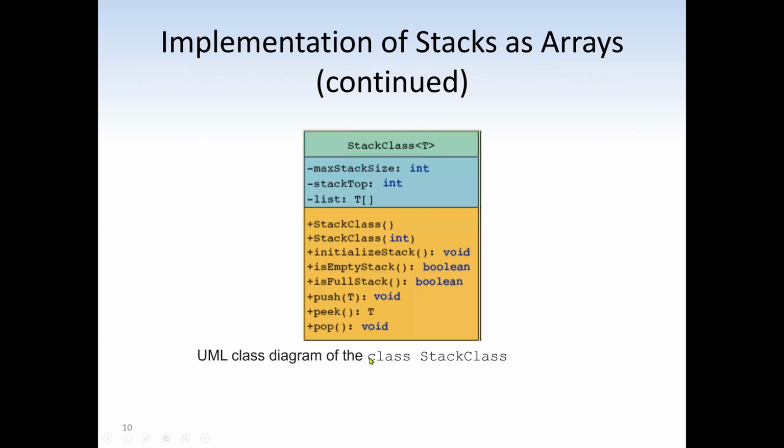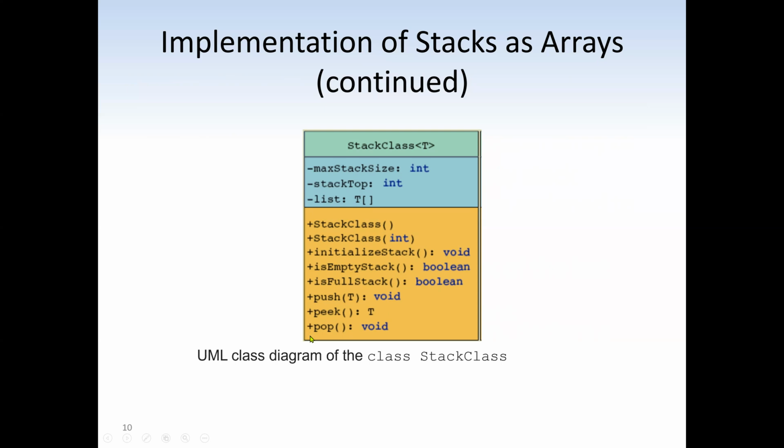So this is our full stack class. We have the class name, stackClass, and our 3 data members. The maxStackSize will be the size of the stack, in this case the array size. StackTop, as we said, is a special variable that keeps track of the top of the stack position. Then the size of the stack, which is the number of elements in the stack. Here we name our array list, and the data type is T, which is a generic type. The minus here means all these variables and also the array are private.